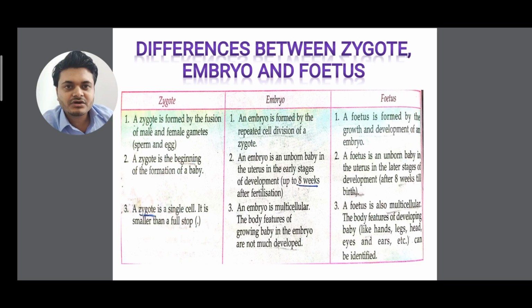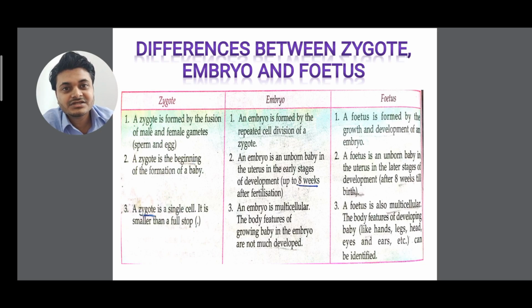And after the second month, or after 8 weeks, it is called fetus till birth. Clear? So once the fetus is taken out of the mother's womb, then we'll call it a baby. Clear? When the fetus is inside the mother's womb, we'll call it fetus, we'll not call it baby. Once the fetus is outside in the world, outside the mother's womb, we'll call it baby. So the third point is, a zygote is a single cell, it is smaller than a full stop.